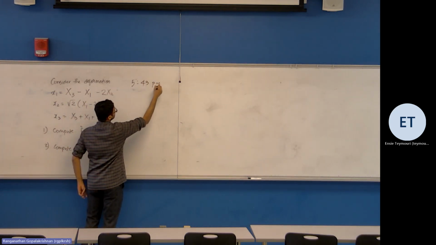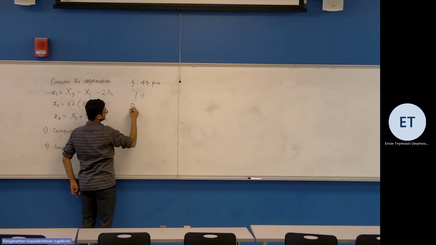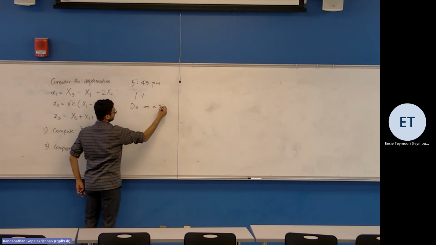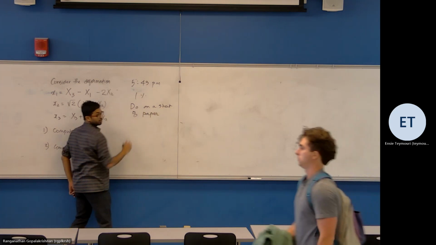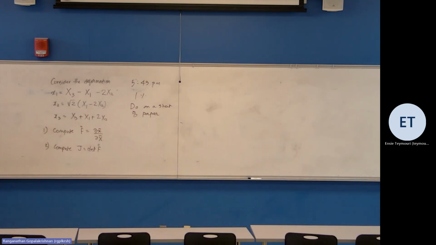5:43 p.m., 1%, do it on a sheet of paper. 10 minutes, pop quiz. Compute the deformation gradient and compute the Jacobian for this deformation. Go.